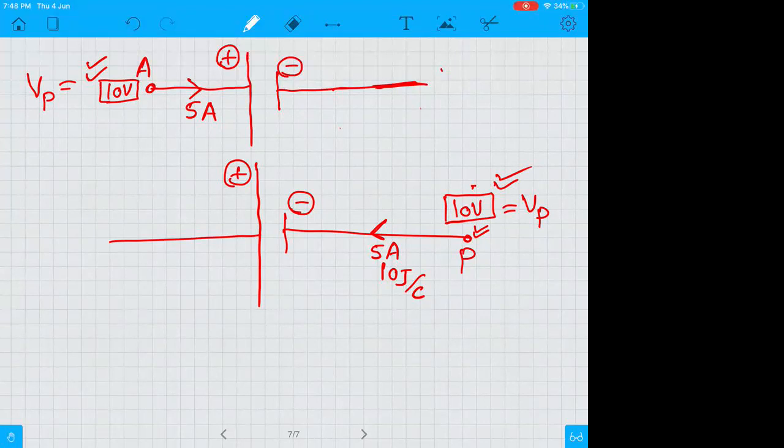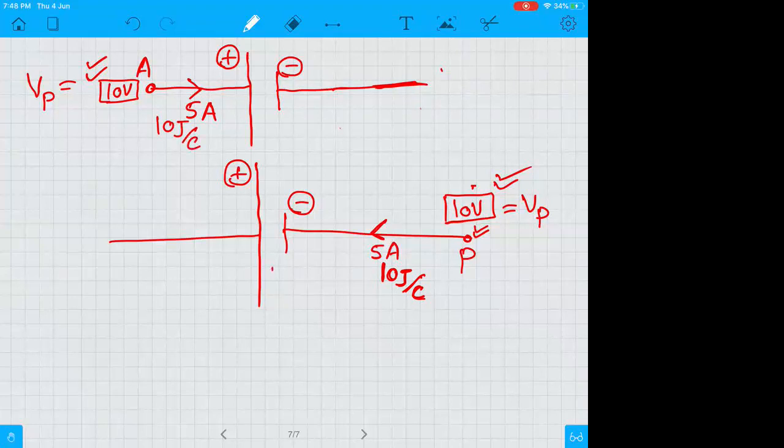However, for an individual circuit, if this charge is moving from point P and point P is at 10 volt, then this 5 ampere current will have an energy of 10 joule per coulomb. And here, this 5 ampere current, every 1 coulomb charge will have an energy of 10 joule per coulomb.